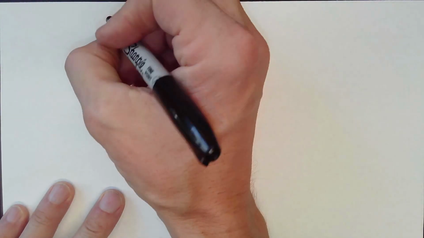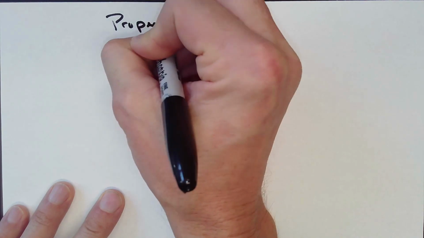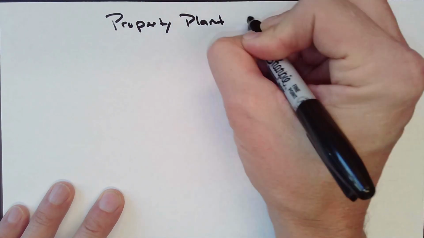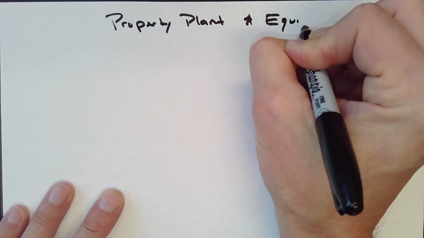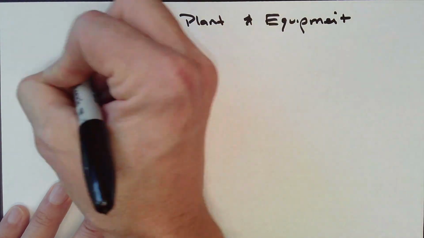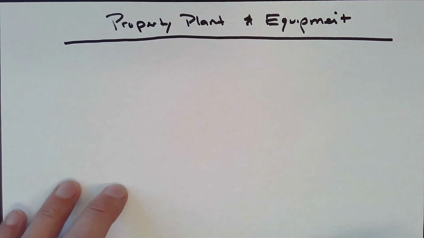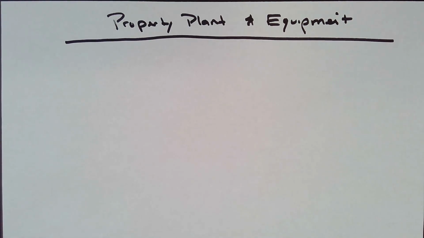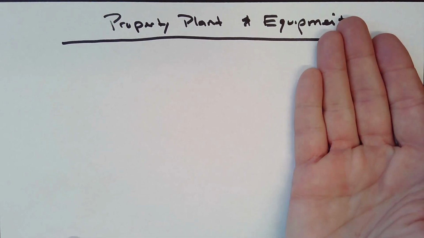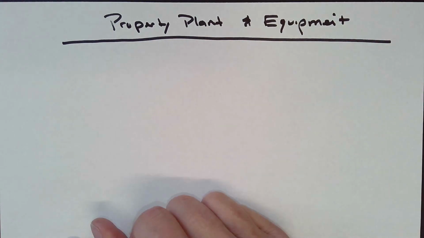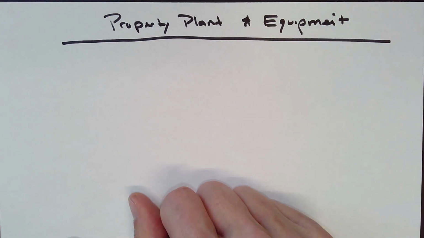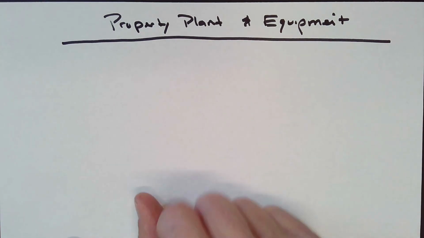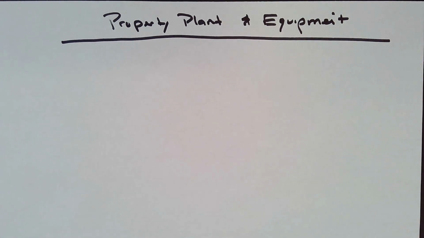So we've answered a bunch of questions so far on property, plant, and equipment, and now we want to answer the last question. What economic model should we use to allocate the cost of this property, plant, and equipment over the service life of the property, plant, and equipment? That's where we've got to figure out. So what economic model do we use?